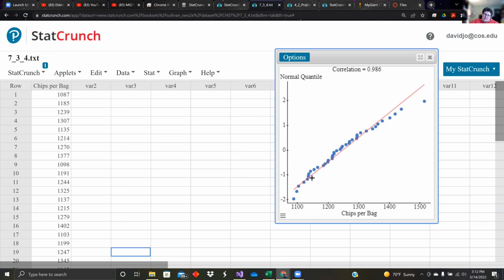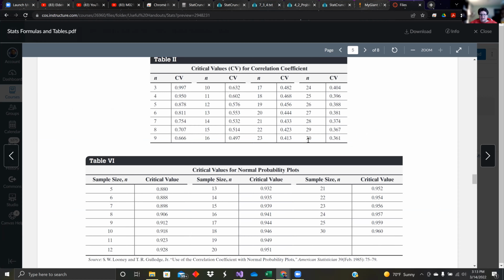I think we can see pretty well that this has got a good linear correlation. You can eyeball it; on the bears we couldn't eyeball, but this, we can eyeball pretty well. And look how big that correlation statistic is, 0.986. But if we couldn't eyeball it well, we can always look at that critical value table. So I'm going to come back over to it and look at it. The critical value table only went up to 30, so we'll just use that.